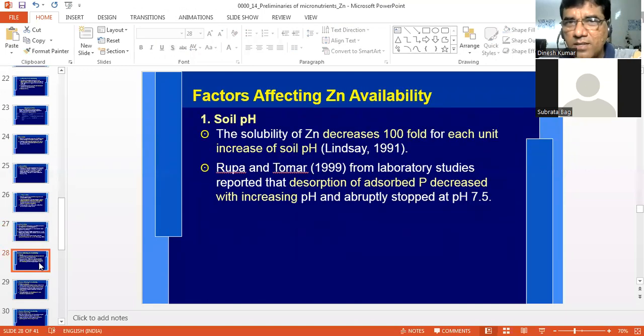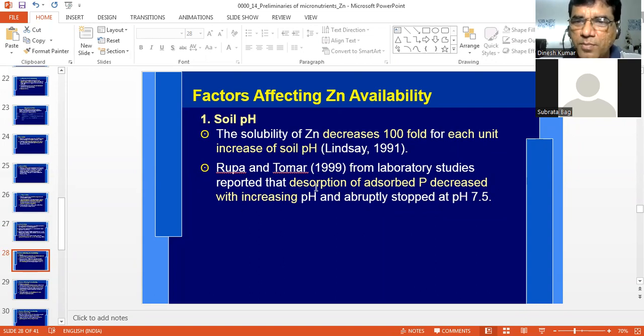Now, factors affecting zinc availability. There are a number of factors, like soil pH. The solubility of zinc decreases 100-fold for each unit increase in pH. It means if pH is increased, then availability of zinc decreases.